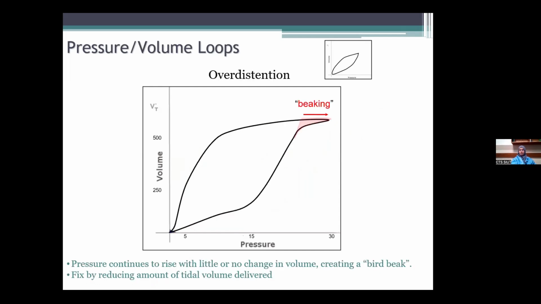And in cases when pressure continues to rise with little or no change in volume, you would see this bird beak appearance. So in such a case, this can be helped by decreasing the pressure, because we are well aware of the fact that the pressure is rising over here and it's doing very little to add to the additional volume of the tidals. Which means that we are giving too much of a pressure to the patient, and the same amount of volume can be added with lesser pressure. So you can just look at it and go back and make the correction on your ventilatory settings.